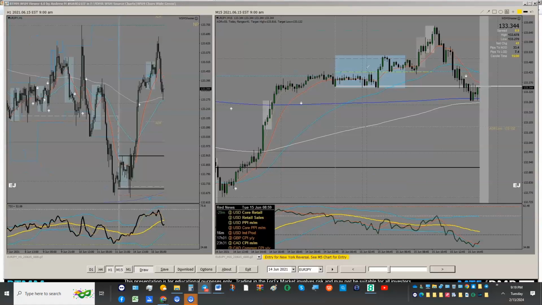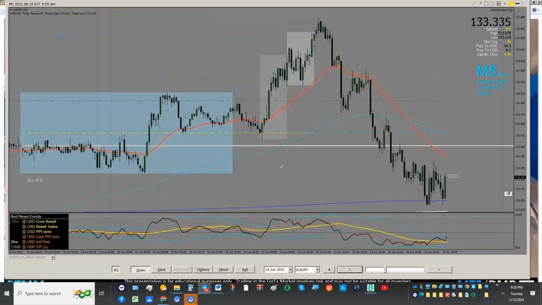And we'll take it up to the 15-minute chart. 15-minute chart, as you can see here, says CM5 chart for entry. So this entry we're looking at on the 5-minute chart. And here we are on the edge of price. At the entry, you can see the very clear W formation.